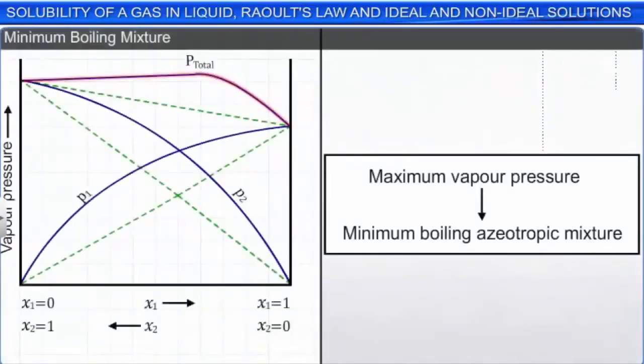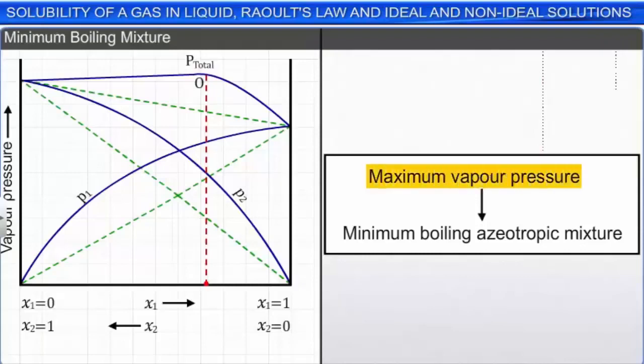When the positive deviations from ideality are sufficiently large, the mixture is said to be a minimum boiling azeotrope. As you can see from the graph, the total vapor pressure of the azeotrope is given by the maximum, represented as O in the curve. Now, as the vapor pressure is maximum at this point, it gives a minimum boiling azeotropic mixture.